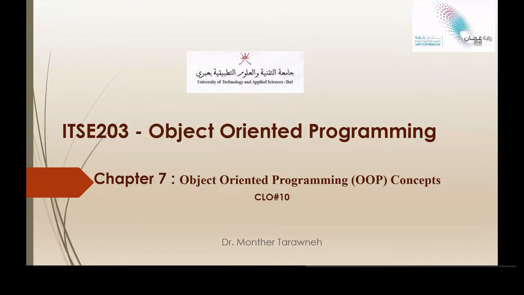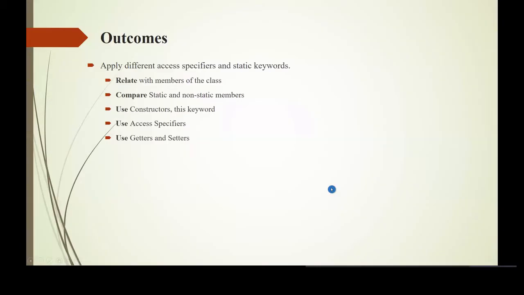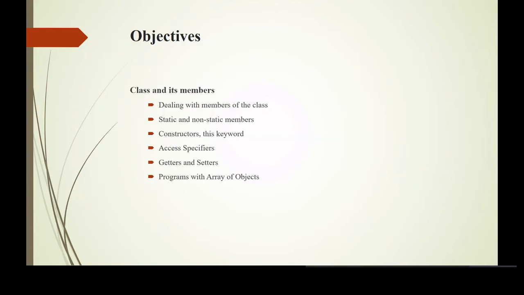Today, inshallah, we'll start what we call object-oriented programming concepts. What we will learn today is related to learning outcome 10, which is to apply different access specifiers and the static keyword, to know what the use of the static keyword is and what the access modifier is. We already use the access modifier anyway, right?